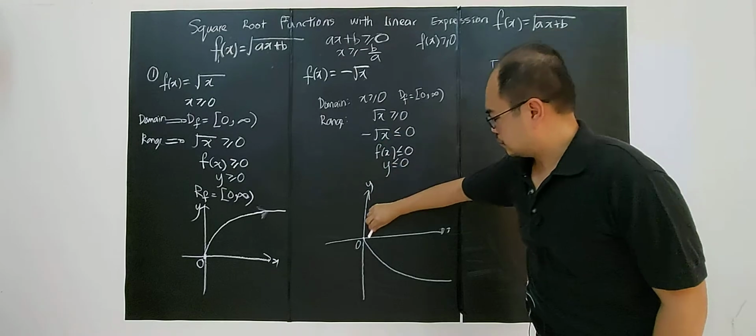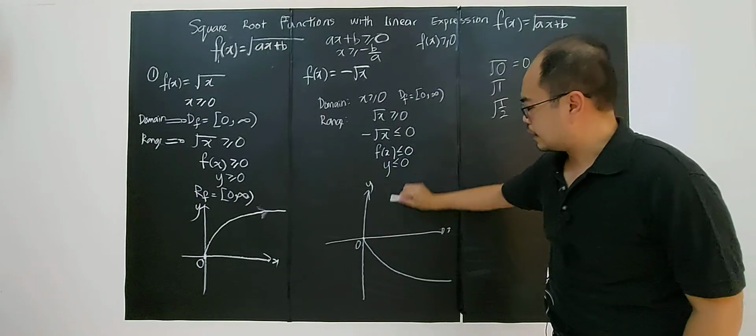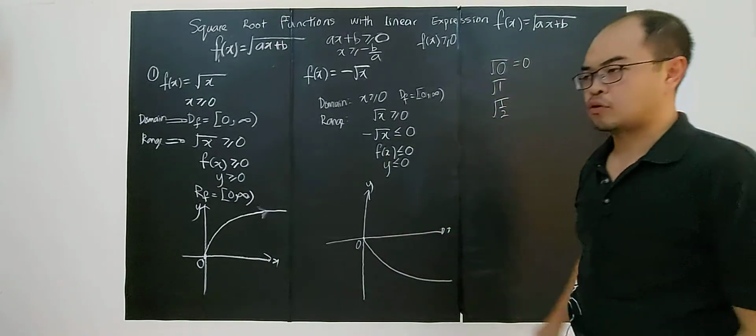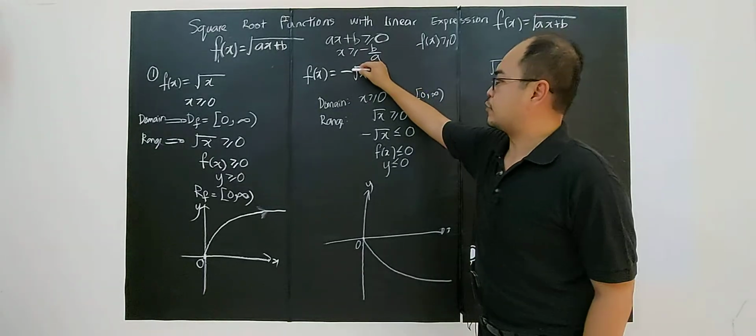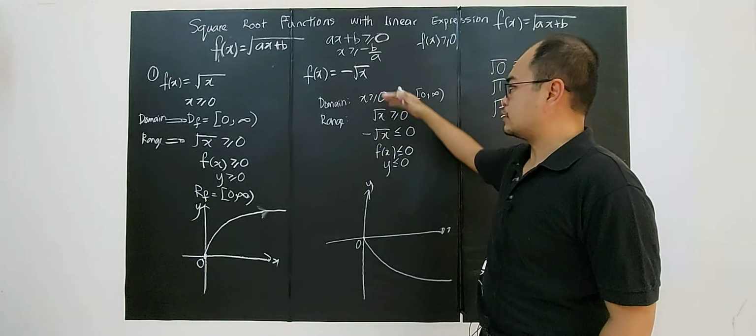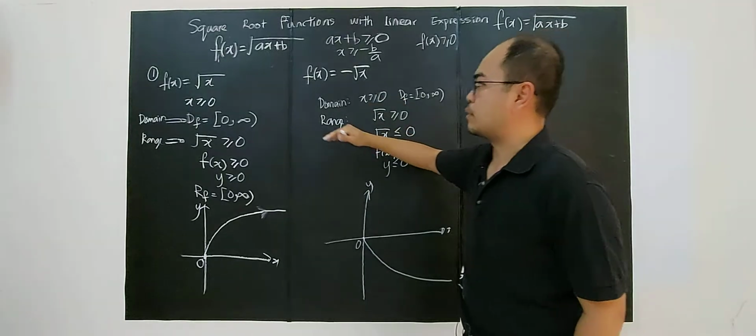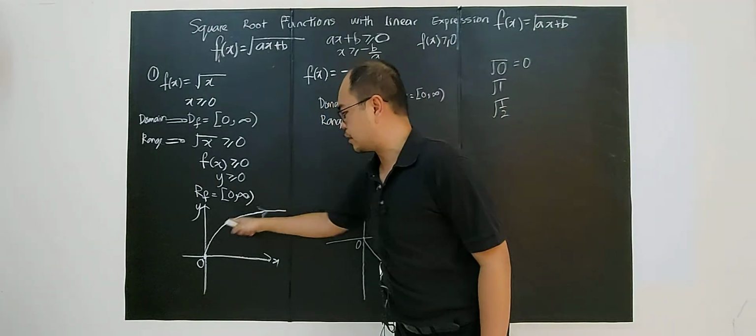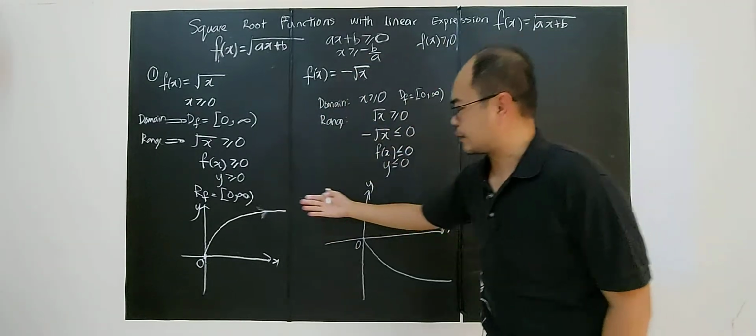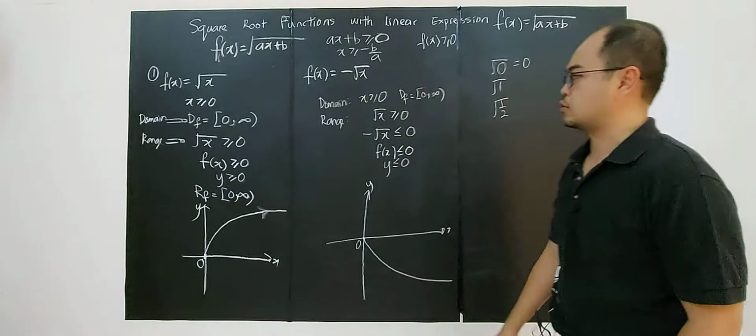x is more or equal to 0, y is less or equal to 0, right? It's in the fourth quadrant, where if you put negative here, easy for you. This is the explanation, but you can just memorize. If f(x) equals square root of x, the graph will be this way. If negative, it will be reflected about the x-axis. That's all you need to know.